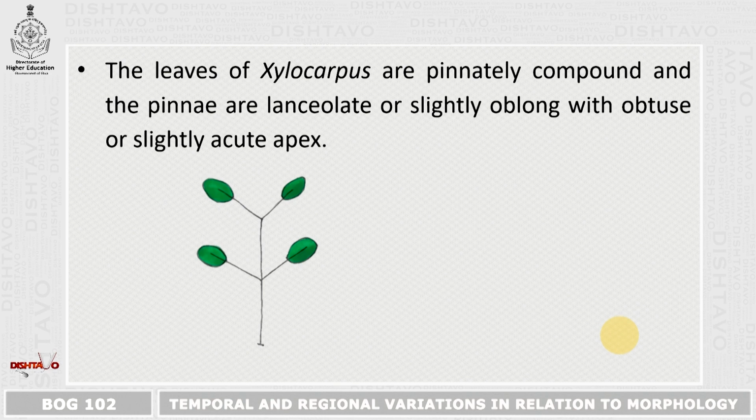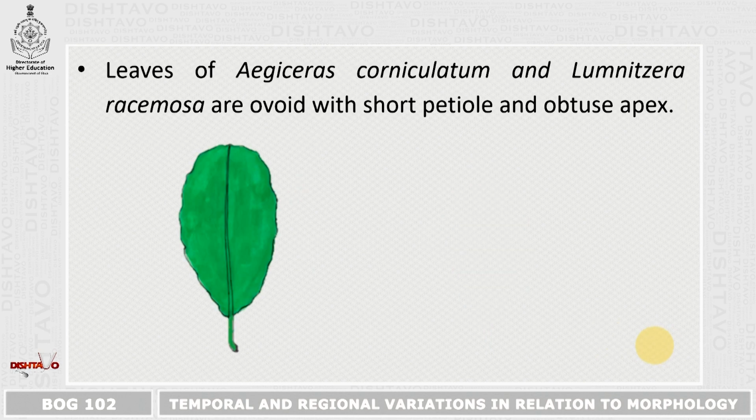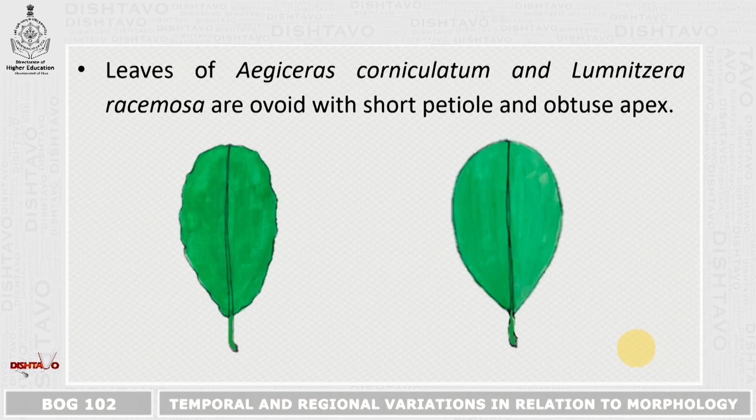The leaves of Xylocarpus are pinnately compound, and the pinnae are lanceolate or slightly oblong with obtuse or slightly acute apex. The leaves of Aegiceras corniculatum and Lumnitzera racemosa are ovoid with short petiole and obtuse apex.